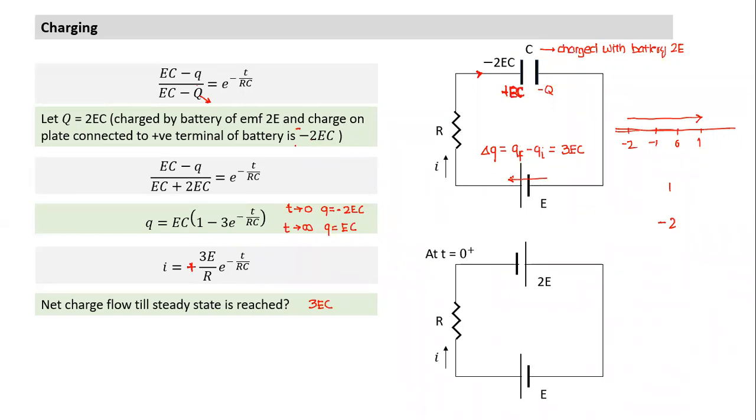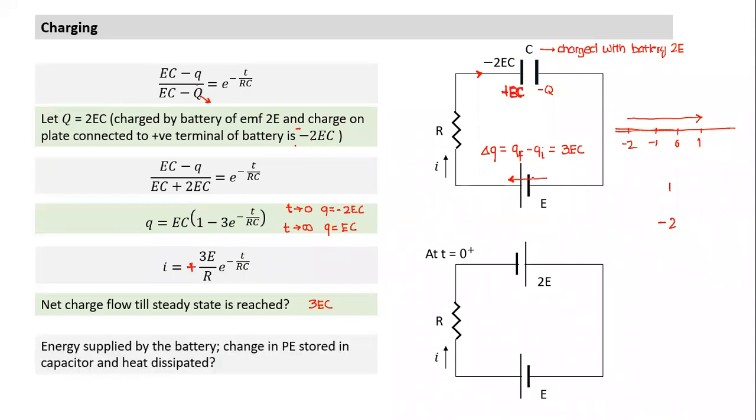Now, there are a few things we can calculate. Is the battery supplying energy or receiving energy in this particular case? Supplying energy. So in this case, energy is supplied by the battery. Per charge transfer, the charge is 3EC, so the net energy supplied by the battery will be equal to delta Q into E, which is 3E squared C. That's the energy supplied by the battery.